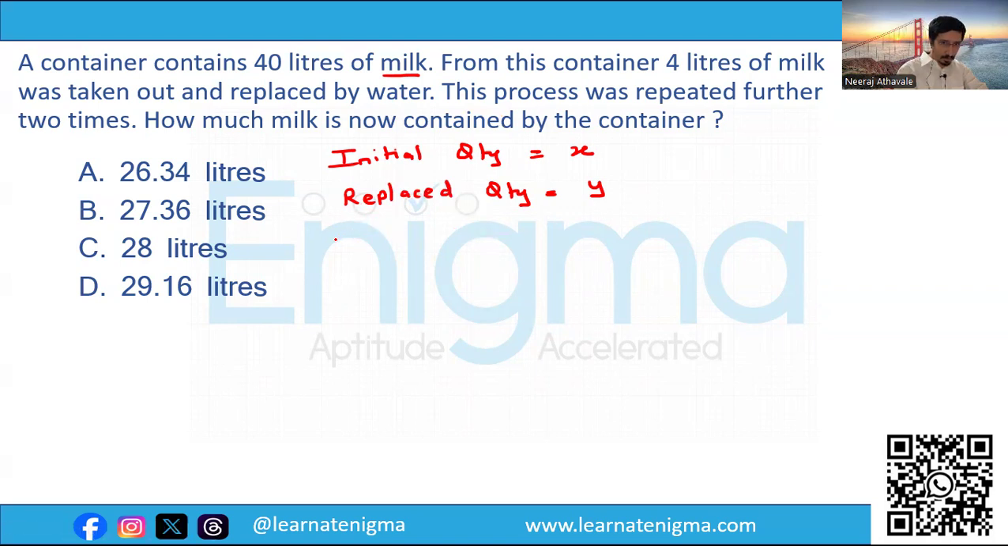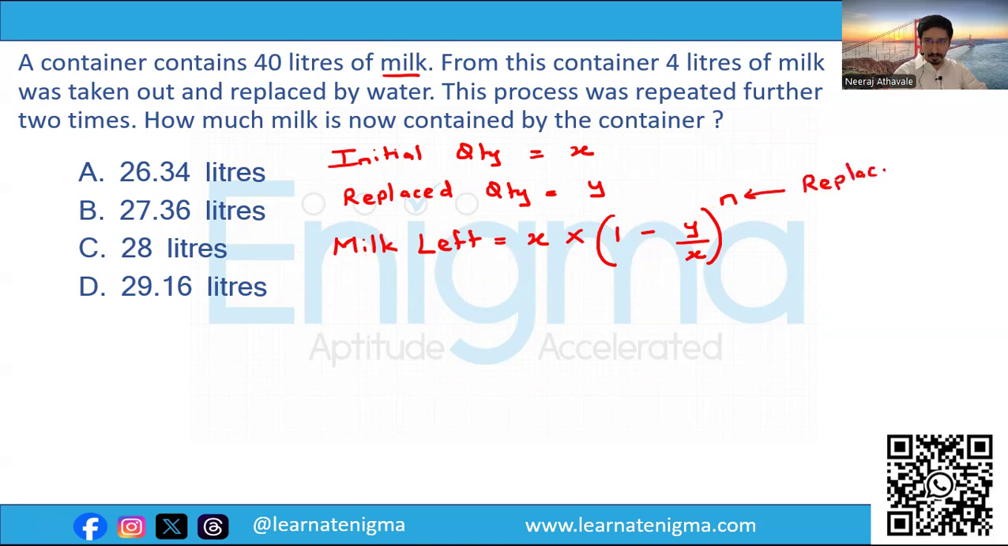Okay. So the formula for such questions could be: milk left is equal to initial quantity, that is X, into (1 minus Y upon X) raised to N. So you can remember this formula as a general concept where N is the number of times the replacement process is repeated.